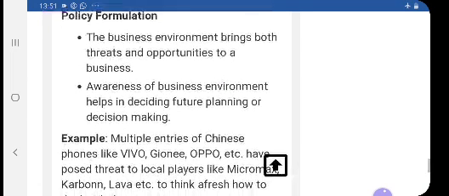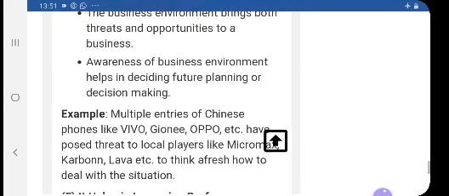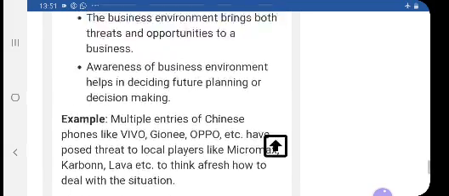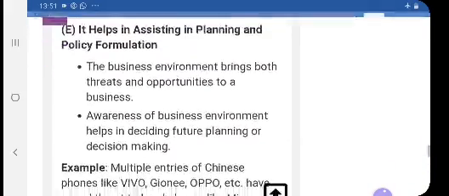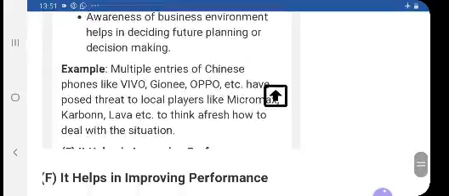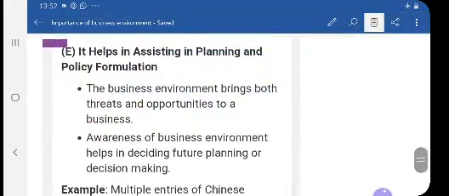So this is what, like, multiple entries of Chinese phones like Vivo, Gionee, Oppo, etc. have posed a threat to local players like Micromax, Karbonn, Lava, etc. to think afresh how to deal with the situation. So this helps in assisting planning and policy formulation.